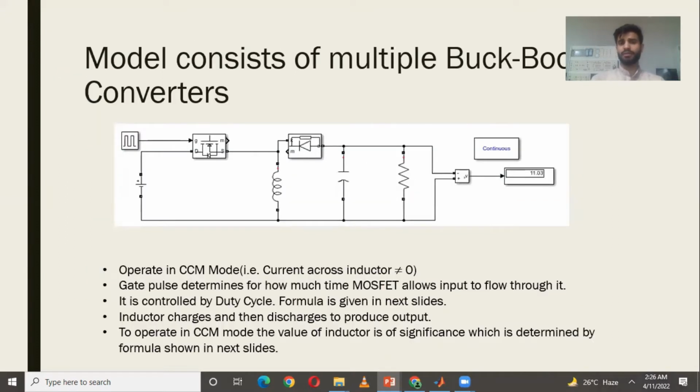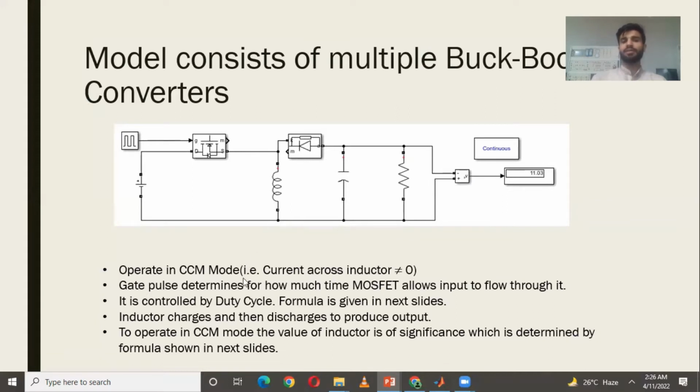So what is a buck boost converter? Basically, we have used 3 buck boost converters to attain 3 different output values. A buck boost converter is capable of increasing the output from the input or decreasing the output from the input, depending on the input value and the duty cycle we give. In our case, the buck boost converter will operate in CCM mode. In CCM mode, the inductor current never approaches zero.